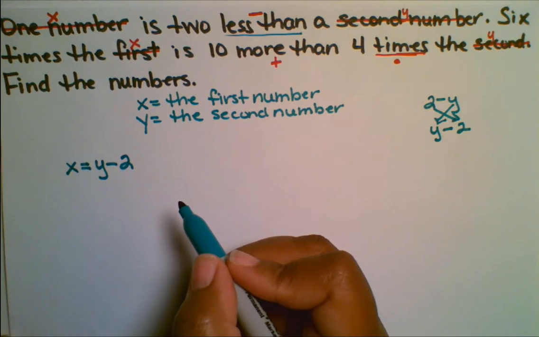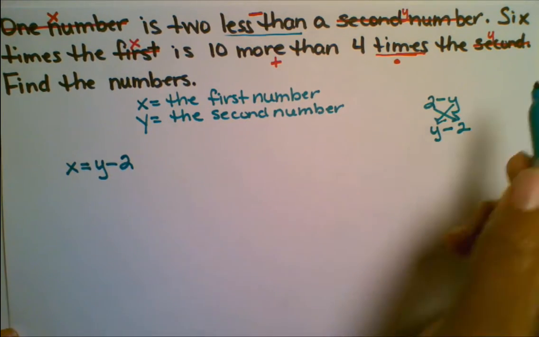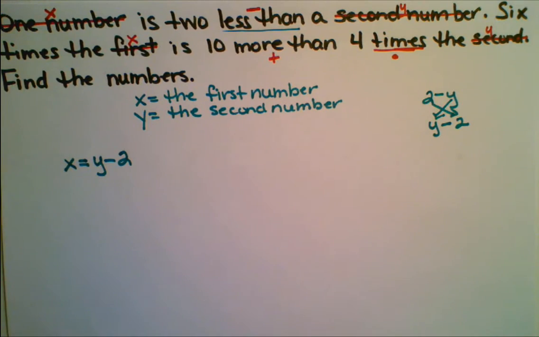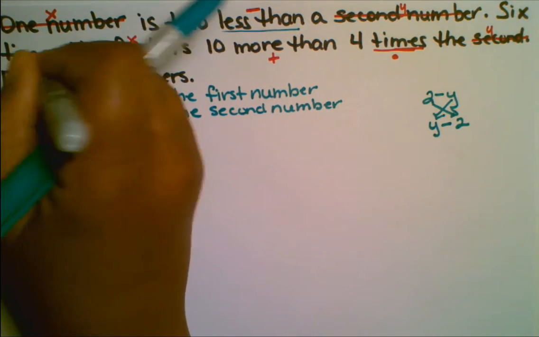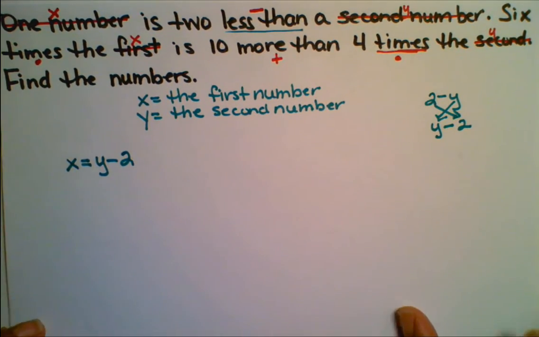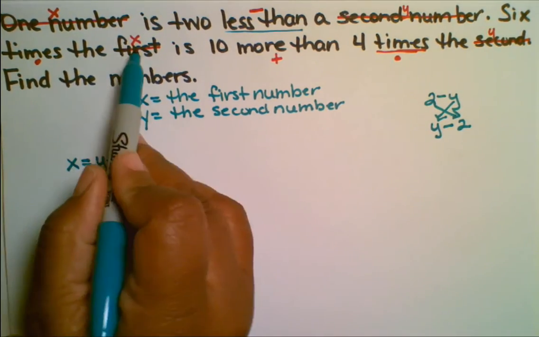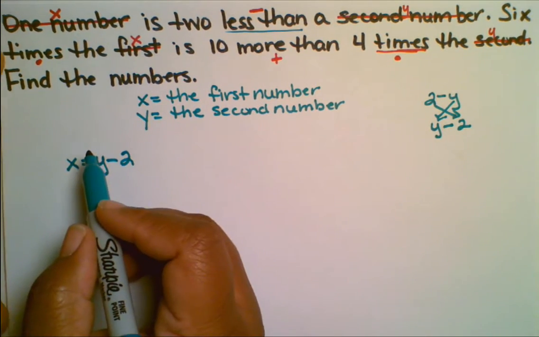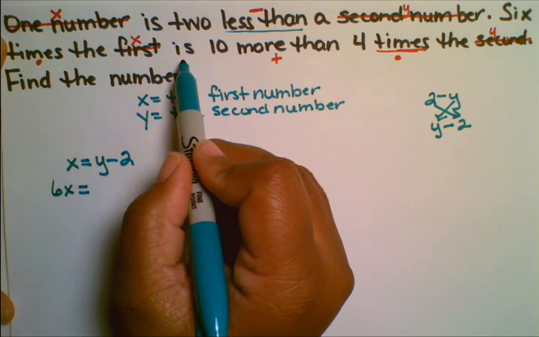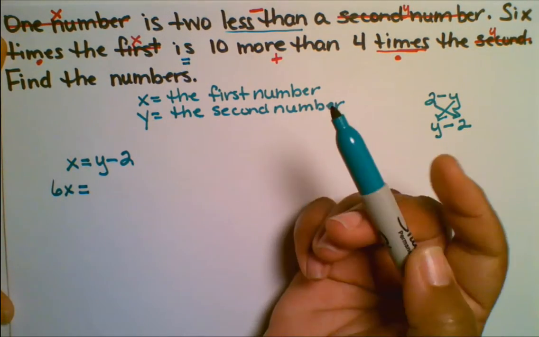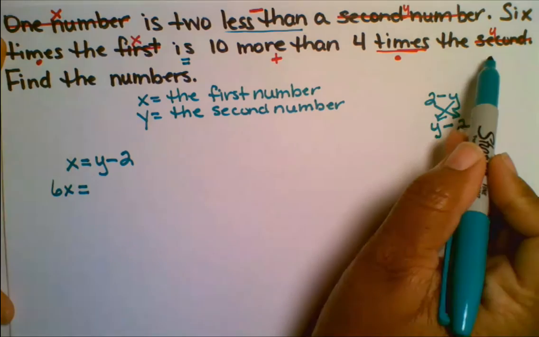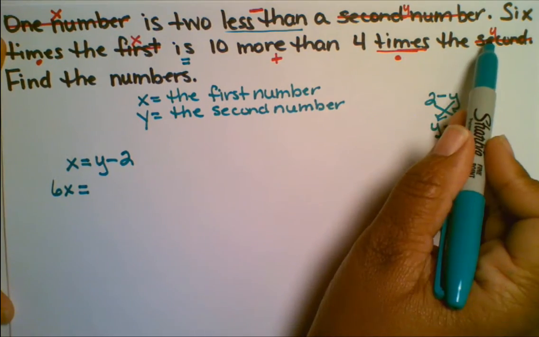Our second sentence, which will be our second equation: 6 times, a word that I didn't identify with the math symbol, times. 6 times the first. So let's stop at that. 6 times x. So we will represent that as 6x is equal to, because we have the word is, we're using our equal to symbol, 10 more than 4 times the second, or y.